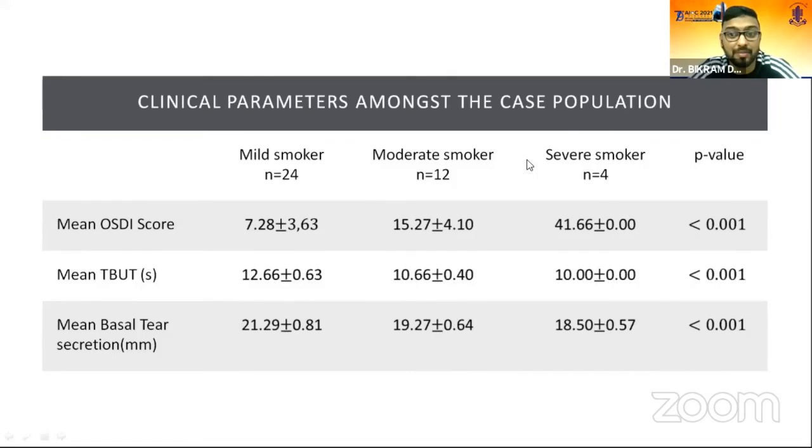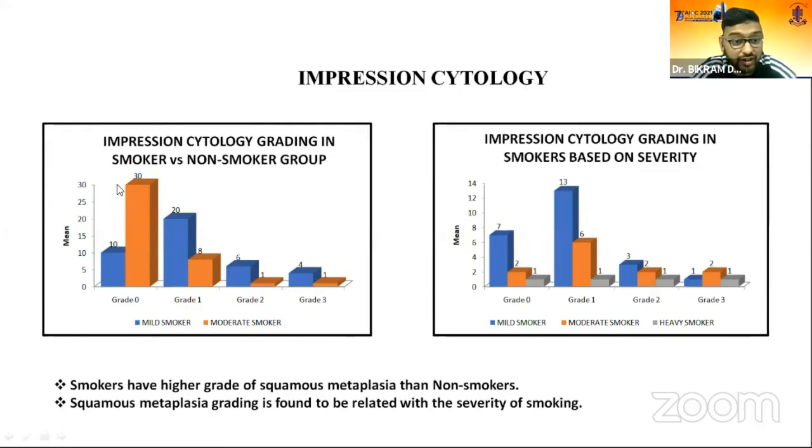Now coming to clinical parameters amongst the case population, the mean tear film breakup time and mean basal tear secretion showed a decreasing trend according to the severity of smoking with significant statistical difference, whereas the reverse was the case with mean ocular surface disease index scoring. Now coming to the first graphical representation, as we can see here, smokers have a higher grade of squamous metaplasia than non-smokers with higher numbers in grade 2 and above. And in this particular graph, squamous metaplasia grading was found to be related with the severity of smoking.